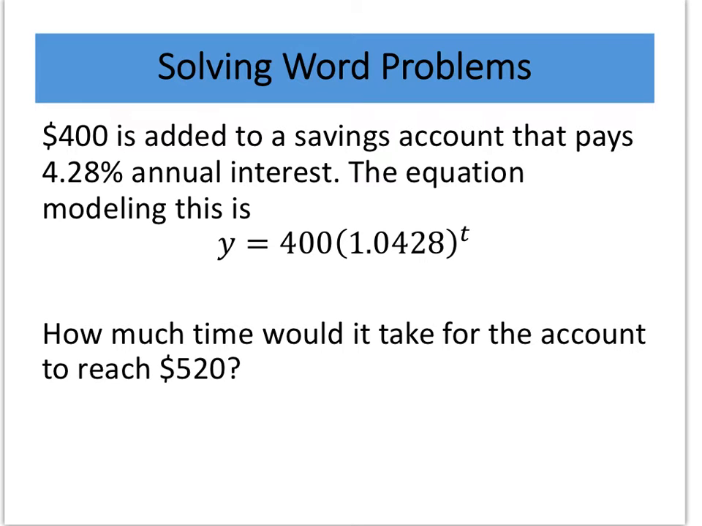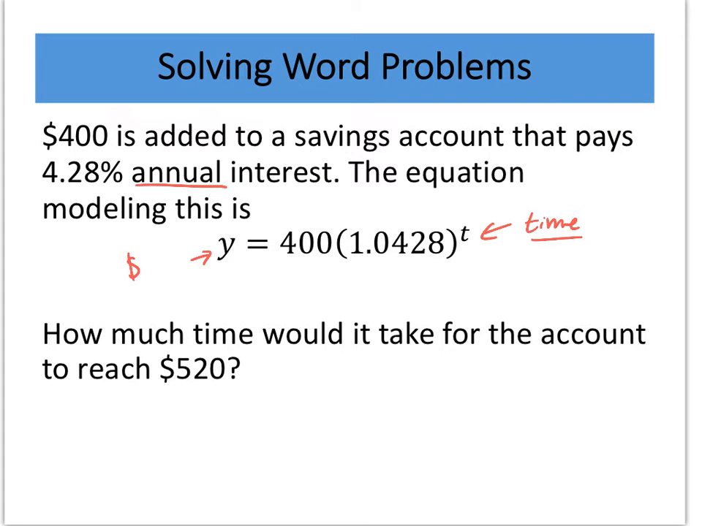So $400 is added to your savings account that pays 4.28% annual interest. The equation that models this is y equals 400 times 1.0428 to the power of t. How much time would it take for the account to reach $520? So first things first is we really need to understand what these variables mean, and t typically represents time, and that's what annual means. Annual means every year, and the y value means the amount of money that's in your account.